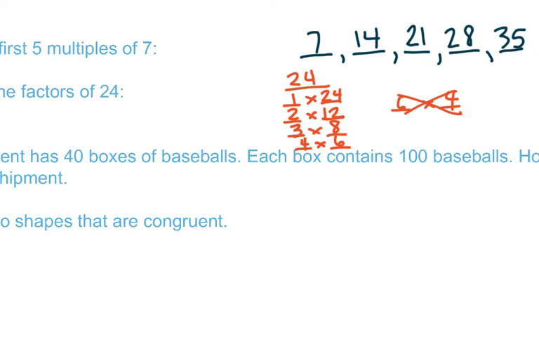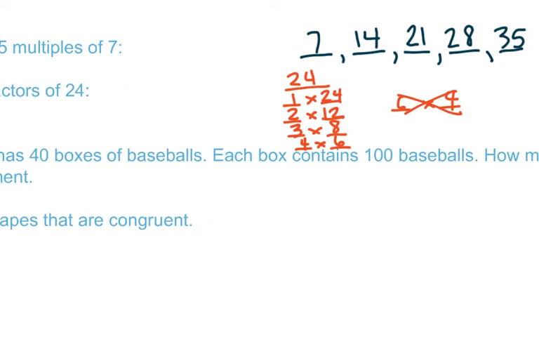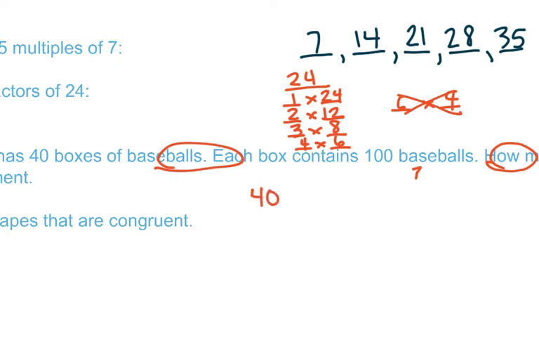Number 3. A shipment has 40 boxes of baseballs. Each box contains 100 baseballs. How many baseballs are in the shipment? Remember, this would be just an extended fact, so write the answer. 4 times 1 is 4, and we would add 1, 2, 3 zeros behind there, so it would be 4,000 baseballs.